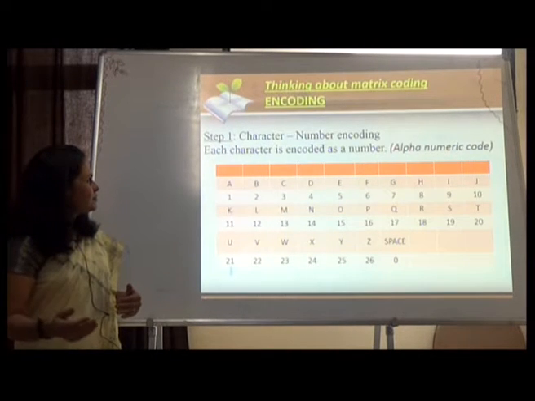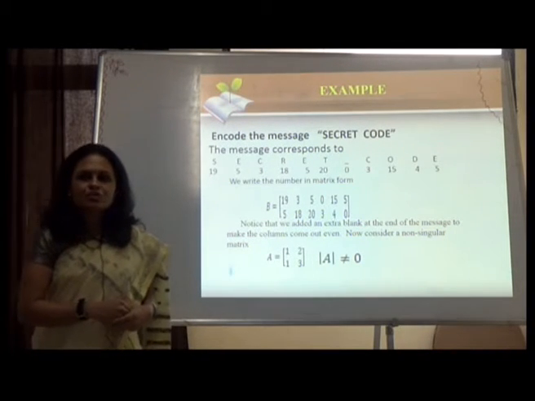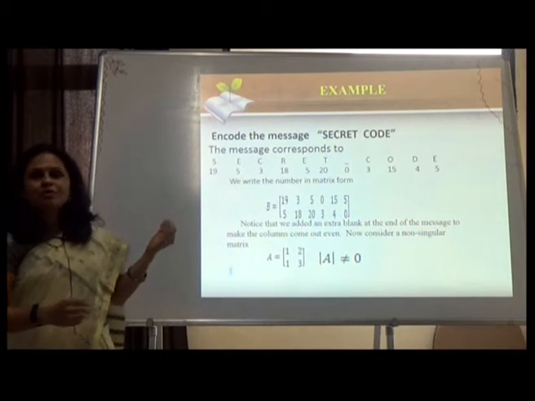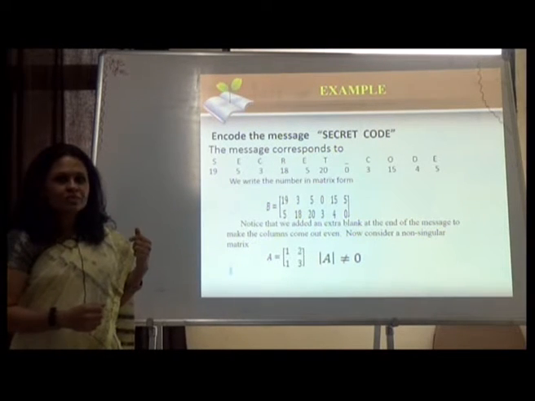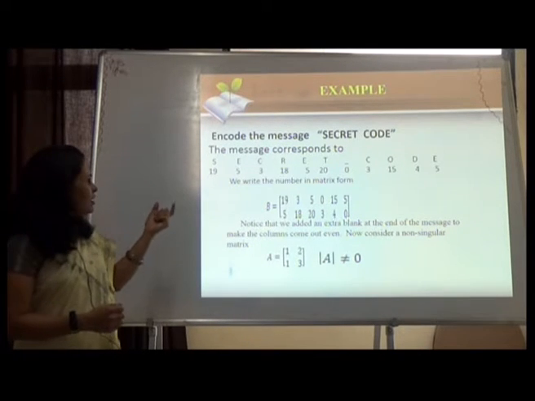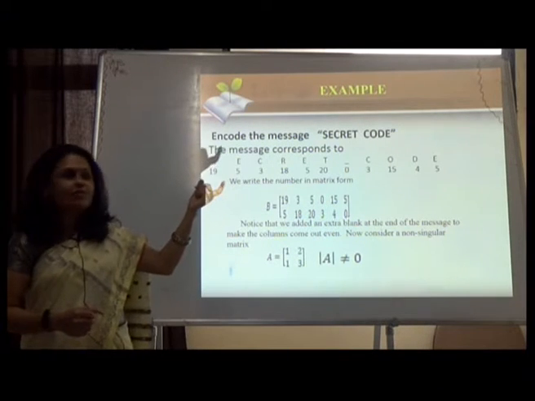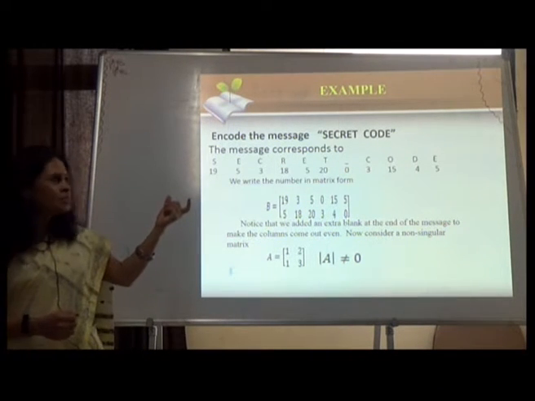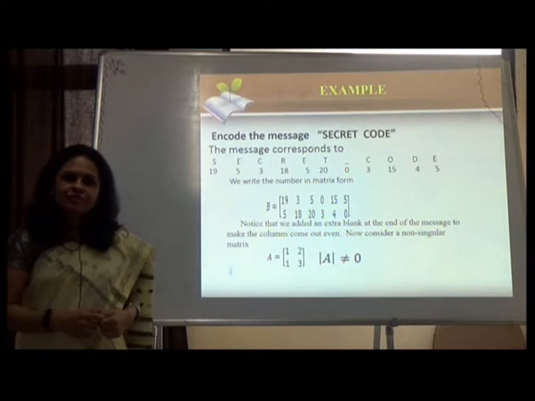Yeah. This is one I wanted to explain with size 2. The message that we want to send is secret code. I have translated the message using the similar kind of coding, the basic coding, where S comes for 19, E for 5, C for 3, R for 18, E for 5, T for 20, space is 0, C is 3, O is 15, D is 4, and E is again 5.